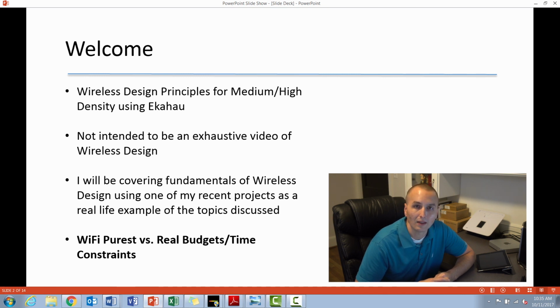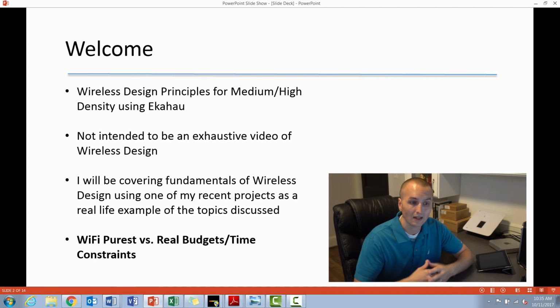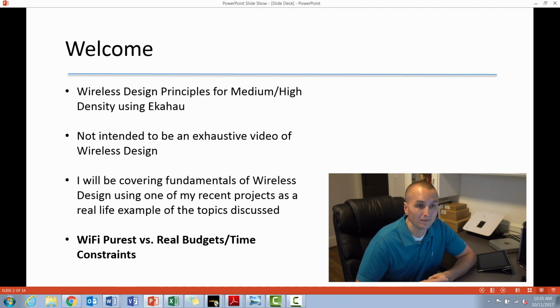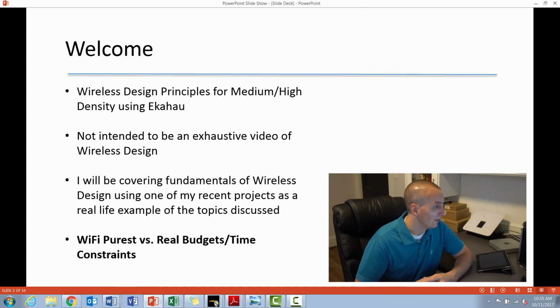One of the things to keep in mind that I've learned is that there's a difference between what I would call Wi-Fi purist of how we do every design, all the steps involved in that design, versus real budgets and real times. There's constraints that sometimes limit you on how far you can take your design. For example, you may not have budget to go and do anything more than a predictive model. Maybe you don't have time or budget to do a pure site survey on site.